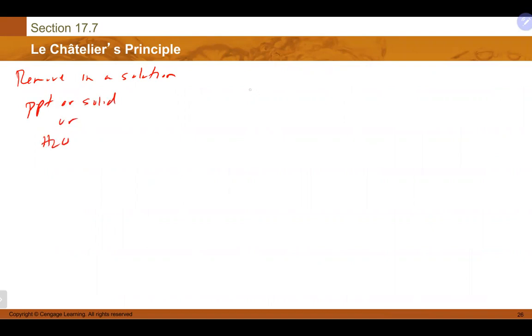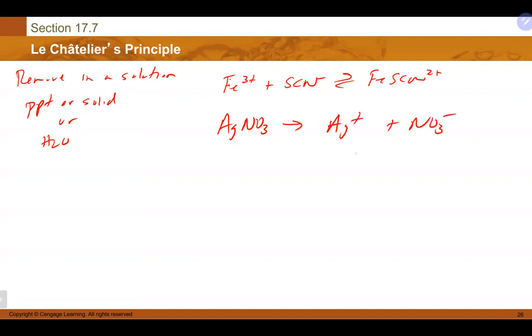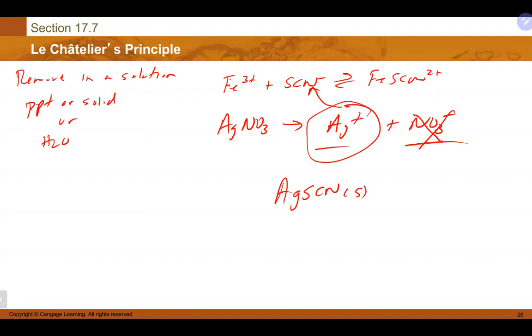So for example, if you had that equation right there that we had, and you decide to add a little silver nitrate to the reaction here, this would give you some silver and some nitrate. Once again, neither one of these is actually in this reaction, and the nitrate's soluble in everything. But when you add silver, it would react with the thiocyanate and make silver thiocyanate, which is a solid. You would see a white solid form.